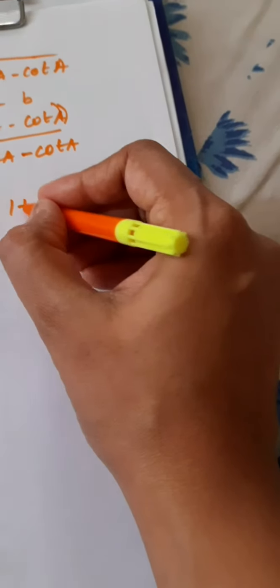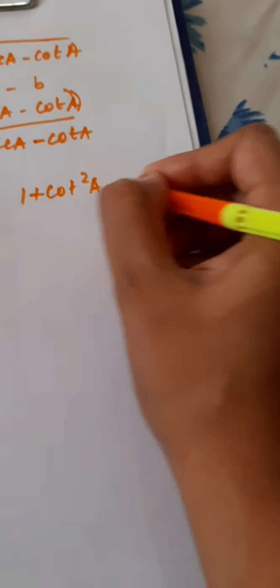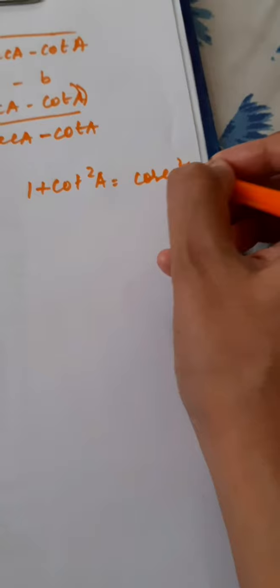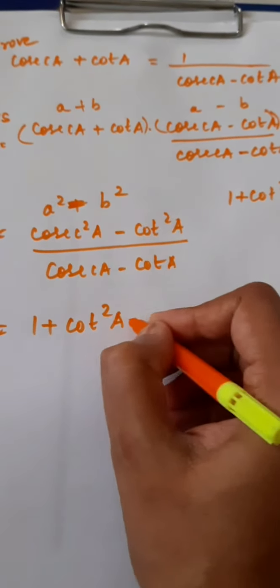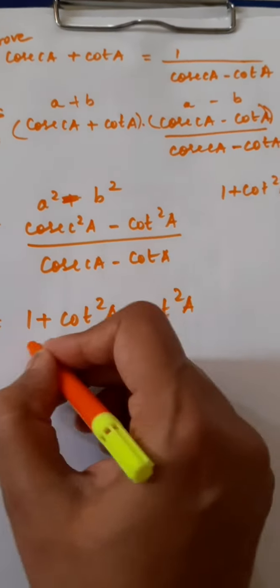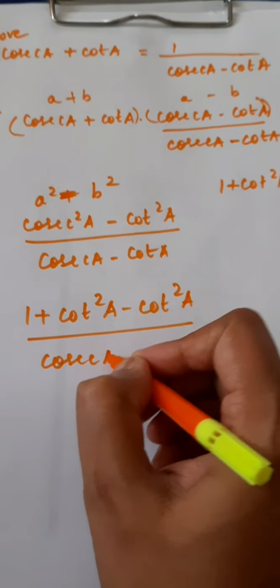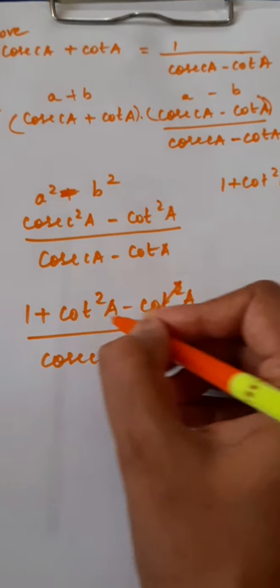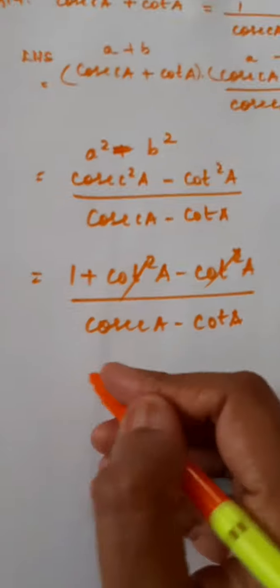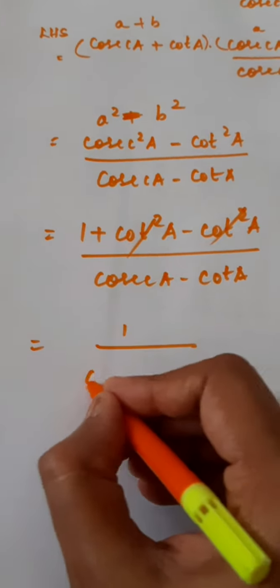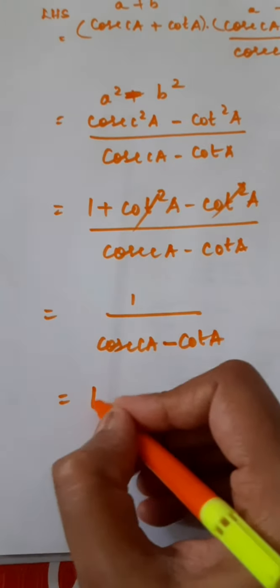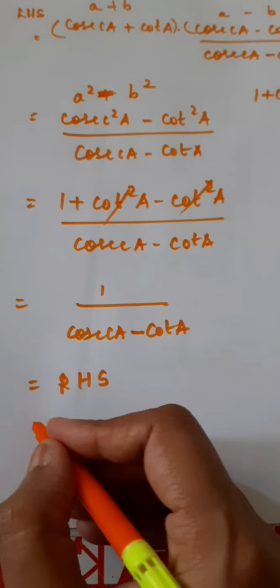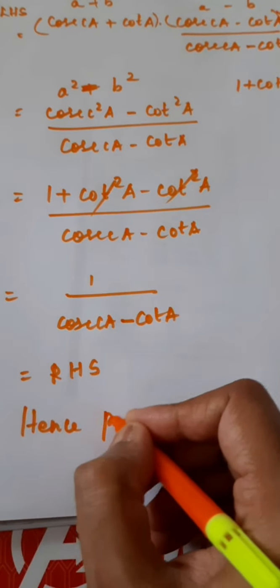It's 1 plus cot square equal to cosecant square. So cosecant minus cot is 1. So 1 plus cot square minus cot square equal to cosecant A. So that's 1. We can conclude it in 2 ways. So we can solve in 2 ways. 1 plus cot square A is cosecant square, or cosecant minus cot is equal to 1. Either way it proves the same.